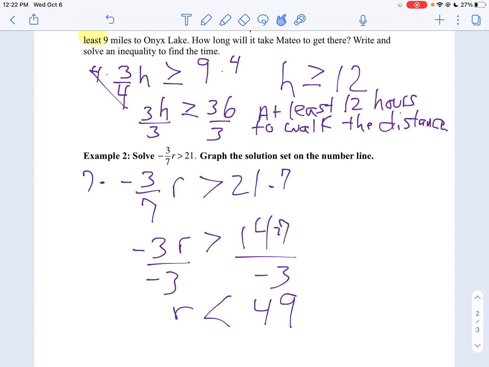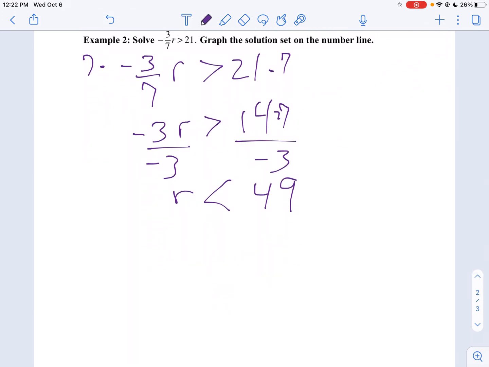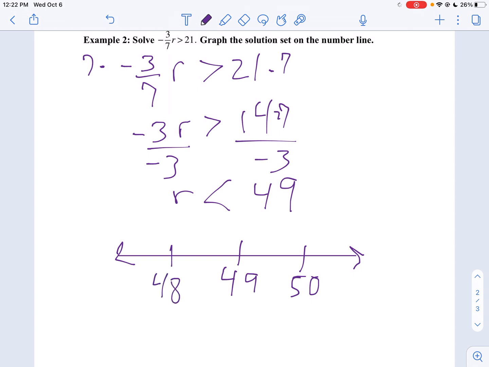Now when you graph this on a number line, you must have 49 on your number line. Whatever number I'm comparing, I like to put a number to the left and to the right of it. So what I suggest you do is we'll put 49 here. To the right is 50. To the left will be 48. Now r is less than 49, so it does not include 49. So I'm going to put an open circle right here on 49 to say I'm going all the way up to 49, but it's not including 49. Then I'm going to shade everything to the left because that's less than. And I usually fill in my arrowhead too to show that it goes on forever.